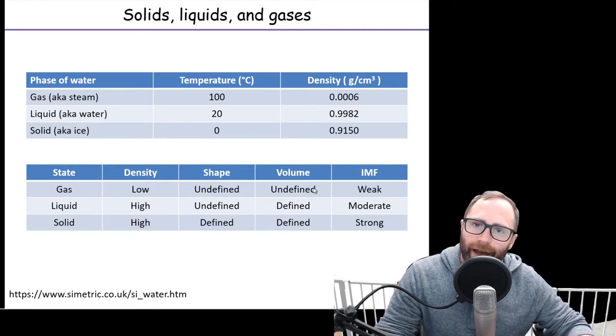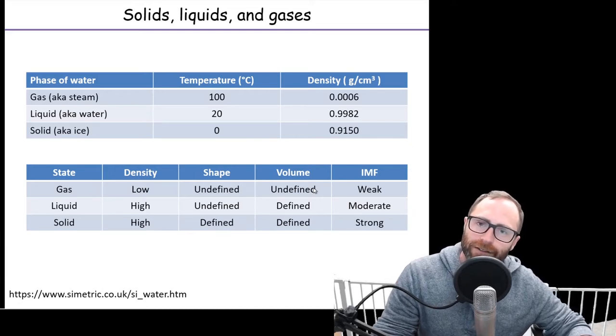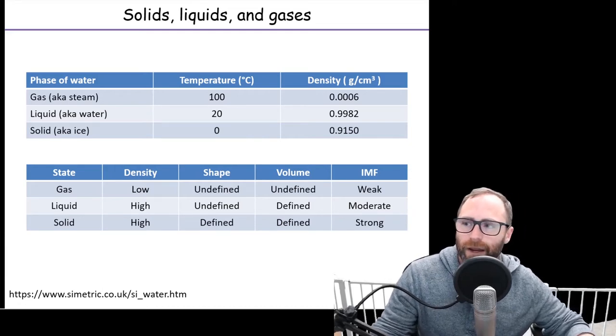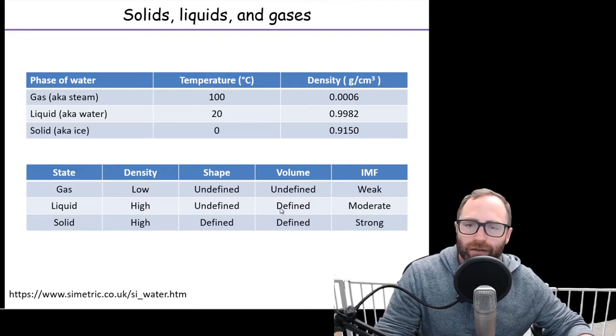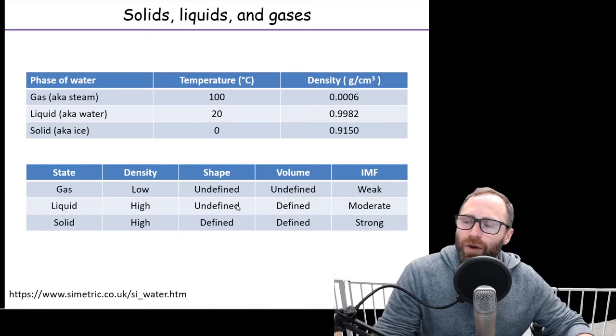The volume of a gas, like we've talked about in our gases chapter, can expand to fill whatever volume the container is, or it can be compressed. Whereas a liquid is going to have a defined volume. And so will a solid. So these properties of shape and volume are really useful.